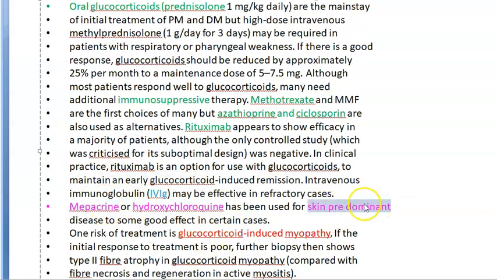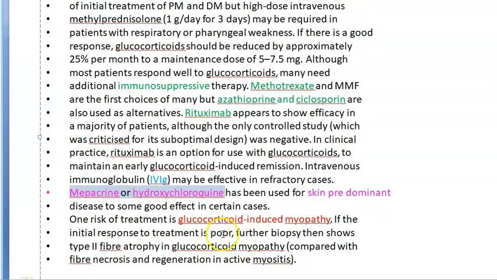See, if skin is predominantly involved, because now we are talking about dermatomyositis, if skin is primarily involved, then mepacrine, hydroxychloroquine. Very doubtful that we'll remember this till the exam.